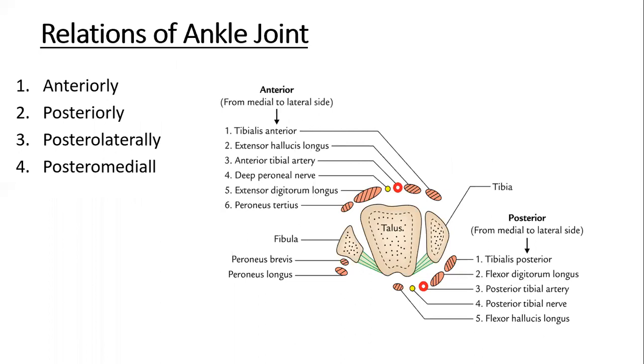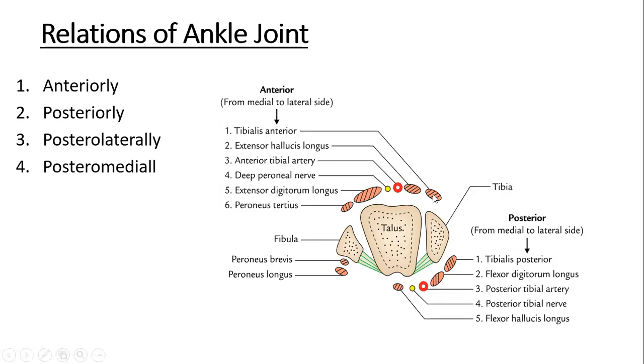So here we have the anterior view, and here we have the posterior view. From anterior, you can see we are following a sequence medial to lateral, right? Since tibia is labeled here, this is going to be the medial side, and this fibula is here. So here we have the lateral side. From medial to lateral, we have these structures that lie anterior to ankle joint.